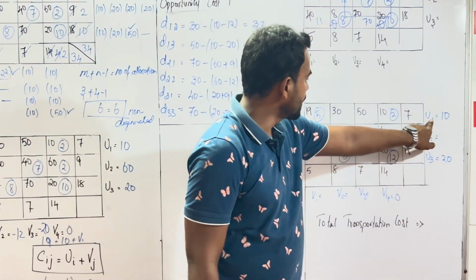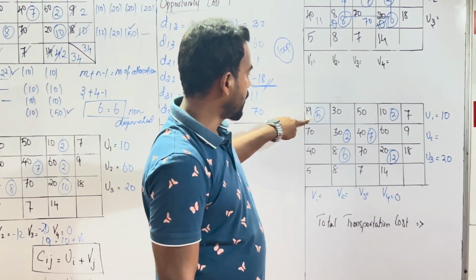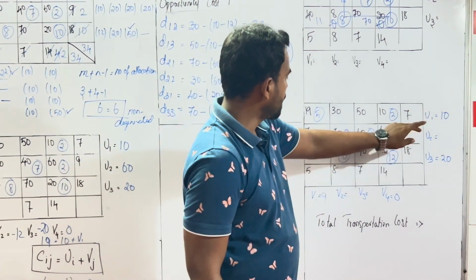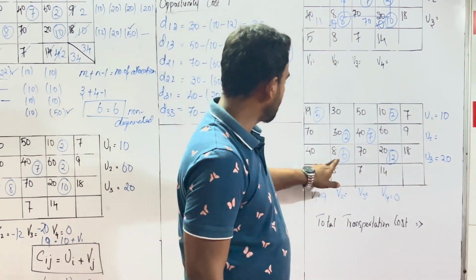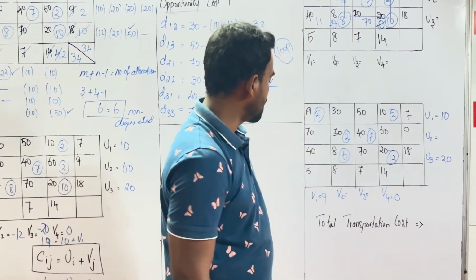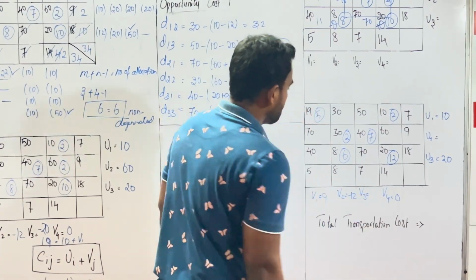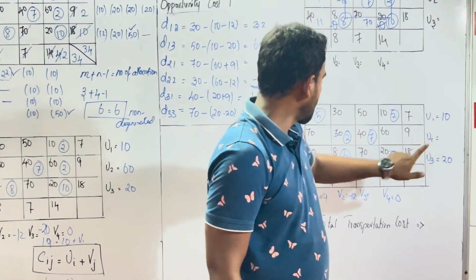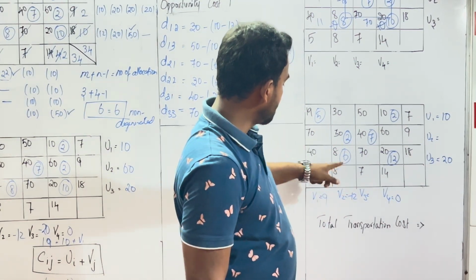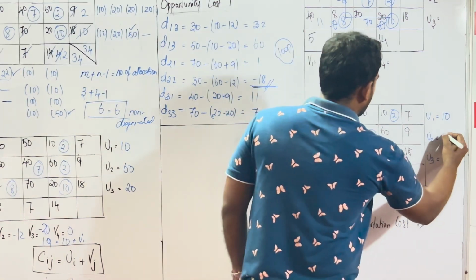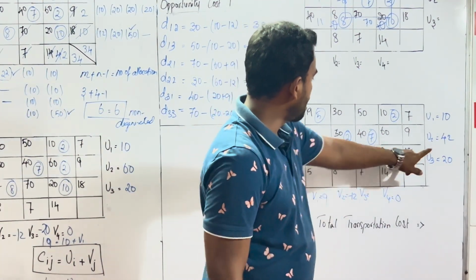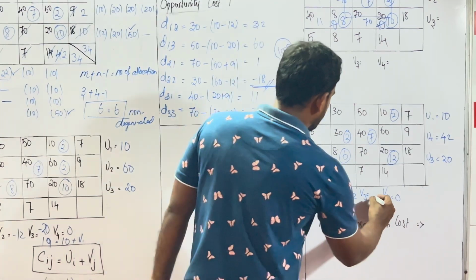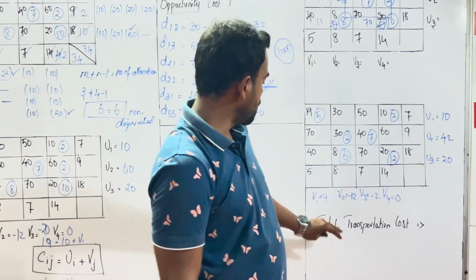So now with U1 what I can find out is V1. Okay, so 19 minus 10, which is going to be 9, and I cannot find out any more. So from U3 what I can find out is V2. So 8 minus 20, which is going to be minus 12. And the next thing is from V2, I can find out U2. Okay, so 30 minus minus 12 will become plus 12, so finally this value is going to be 42. And from U2 I can find out V3. So 40 minus 42, so finally this is going to be minus 2. Okay, so now we got all the values.